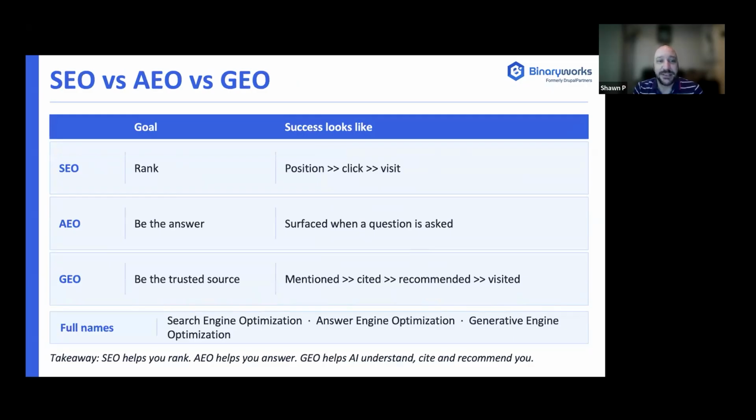In the past, there was SEO and AEO and GEO, and things are evolving. With SEO in the past, you were focused on rank. It was all about your position: you have the high position, you get the click, you get the visit. With AEO, you want to be the answer, so you'll be surfaced when a question is asked. And with GEO, you want to be the trusted source, so you can be mentioned, cited, recommended, and you can get visits off of that. Again, there's a breakdown of what each of those acronyms mean. The takeaway is that SEO is going to help you rank, AEO is going to help you be answered, and GEO is going to help AI understand, cite, and recommend you.